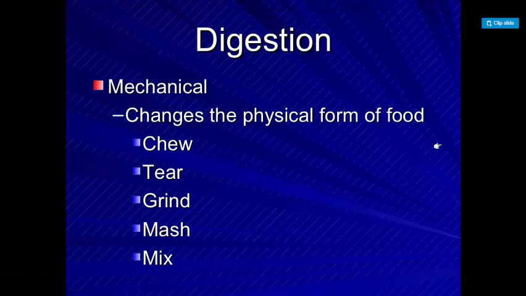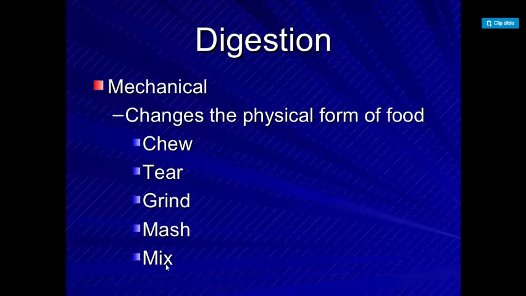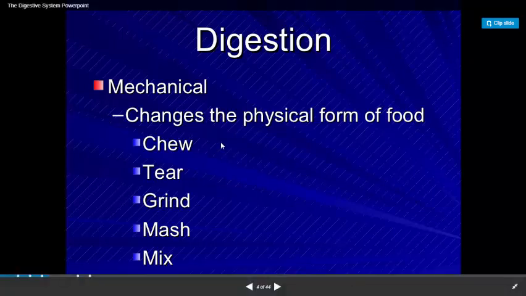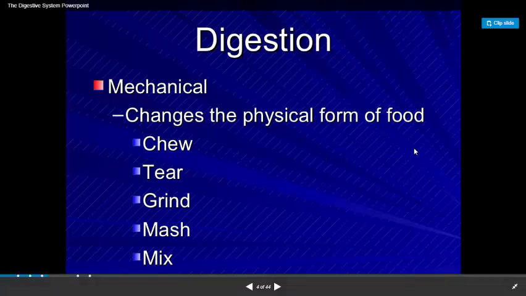Okay, what do we mean by mechanical? Mechanical means that it involves action. So let's see this. Chewing, action. Tearing, which you do by your teeth, action. Grinding, action. Grinding and mashing and mixing mainly happen within your stomach, and some of it happens in your small intestine, but to a much lesser level. So mechanical means the things that happen during digestion that are related to movement.